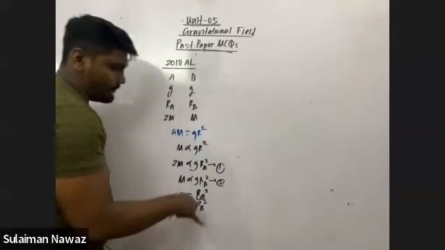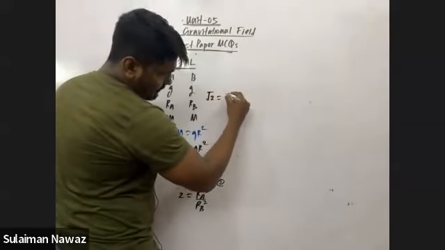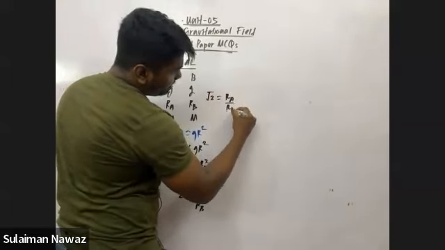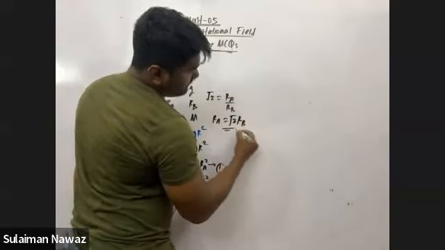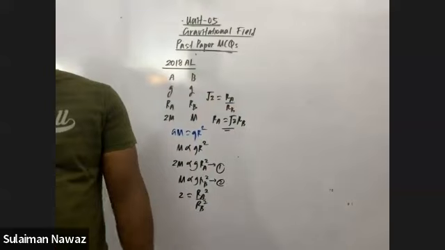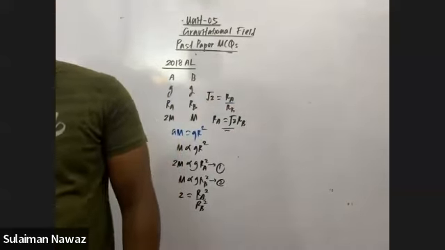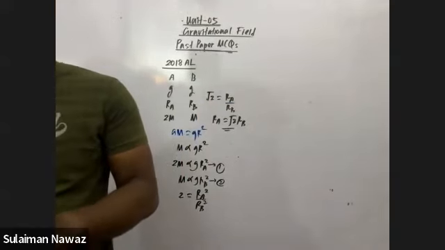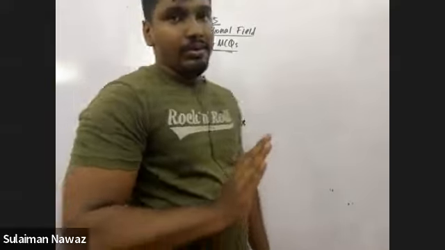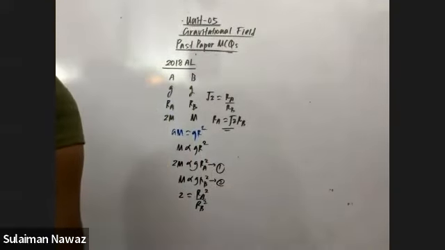Take the root on both sides. What will we obtain? Root 2 equals RA over RB. RA equals root 2 RB. Something like this. I think the first one is the answer. Raise your hands if you understood the 2018 level question. If you understand, raise your hands.